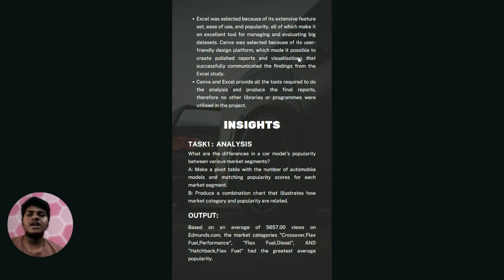Moving on to the insights, our first task is to compare how popular car models are across different market segments. Create a pivot table displaying the number of car models and their corresponding popularity scores for each market segment. Generate a combination chart, that is a combo chart, to visually represent the relationship between market category and popularity score. Moving on to the Excel.